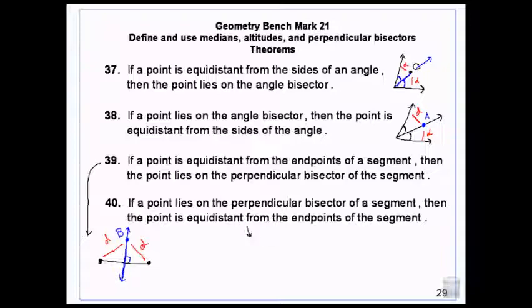And of course, this also goes the other way. If you have a segment bisecting, and it has a perpendicular bisector already, and you pick some point B, then you'll find that the distances between the two endpoints will be the same.